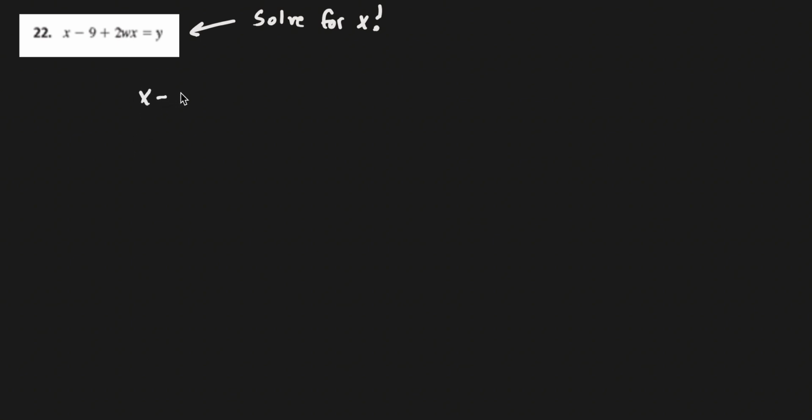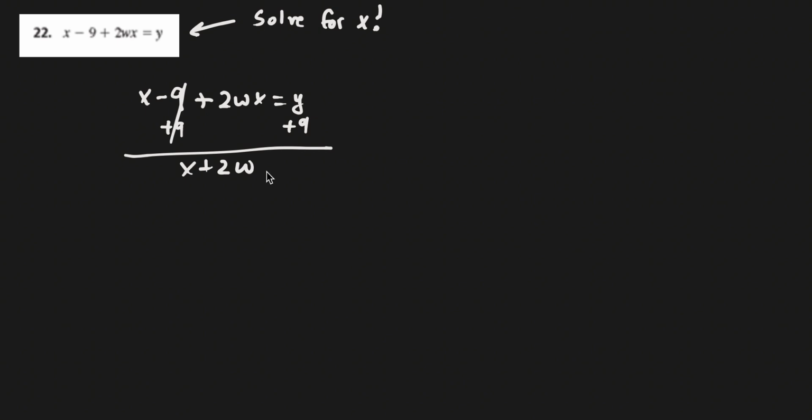Let's rewrite this one more time: 2wx is equal to y. We have to solve for x. We can get rid of everything that doesn't have an x in it first. So let's try to get rid of this 9 because it's just there and it's annoying us. So x plus 2wx is equal to y plus 9.